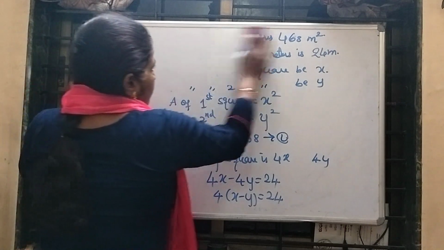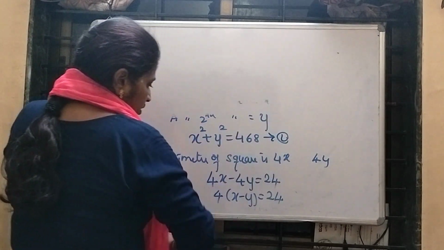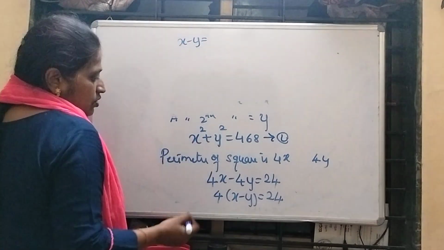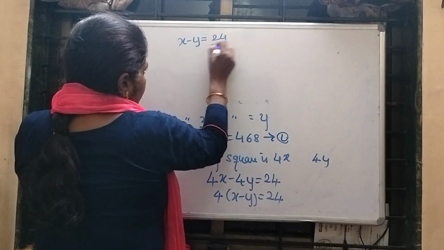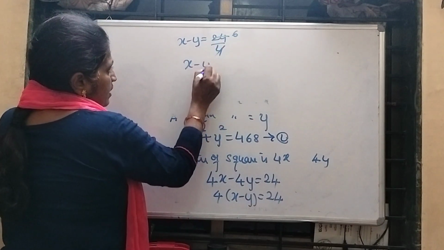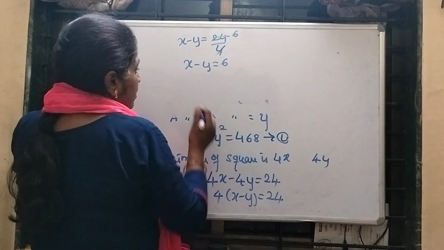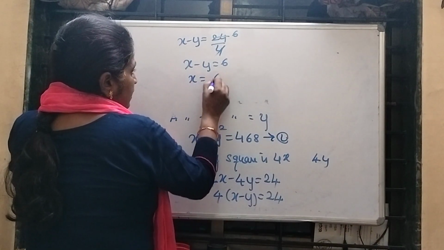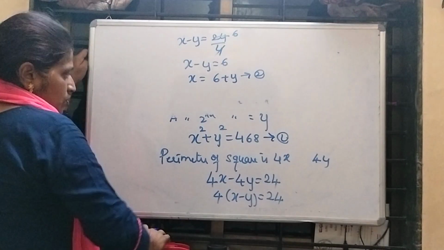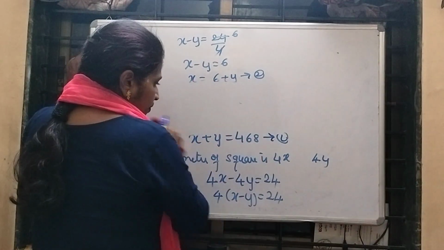We'll continue now. x minus y is equal to 24 by 4. 4 sixes are 24. So x minus y is equal to 6, or x is equal to 6 plus y, as we go with the substitution method. This is our equation 2. Substitute equation 2 in equation 1.